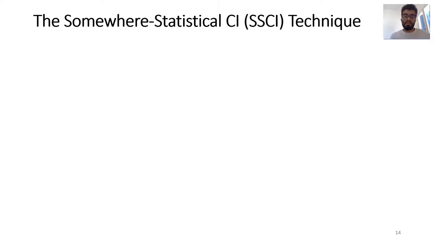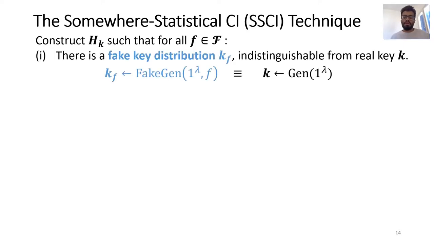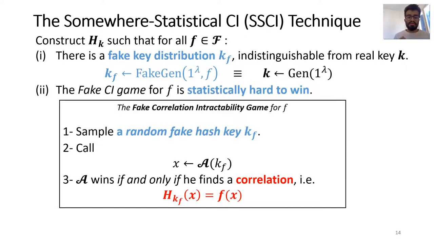It will be useful at this point to talk about a technique that was used in prior work to get CI, and it's called somewhere statistical correlation intractability. So we say the following. Assume that for every function F, so given F, we can sample a fake hash key, K sub F, which is indistinguishable from the real hash key, and further, that the CI game when we sample a fake hash key rather than a real hash key is statistically hard to win.